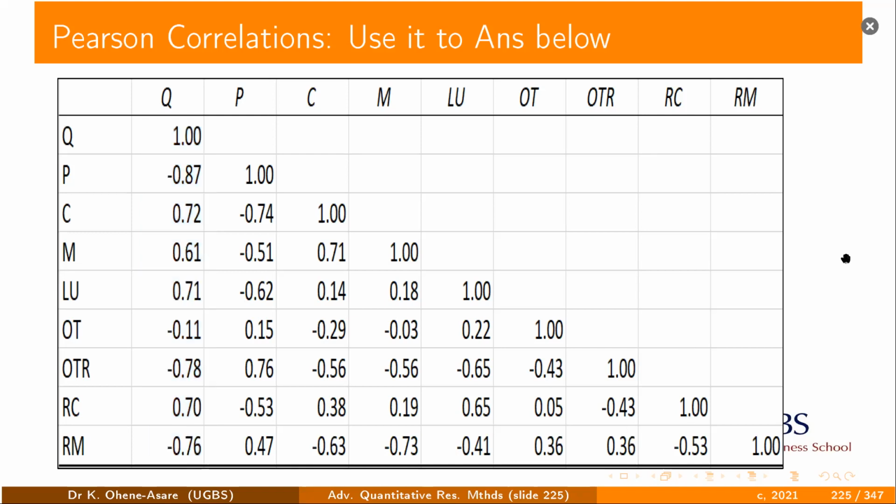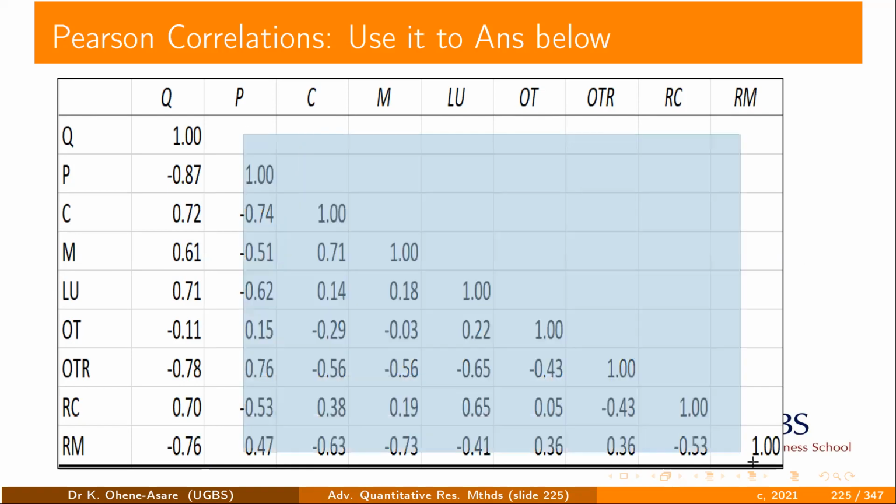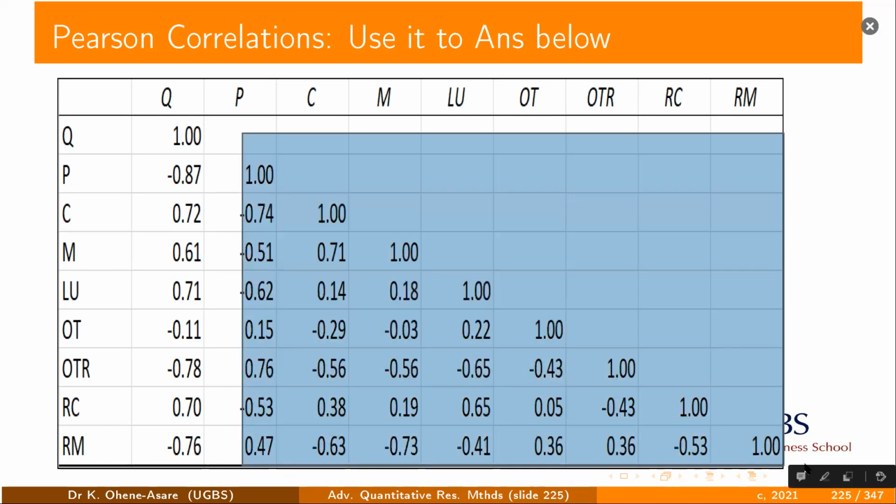So that is how you can do it. If I should ask you which pairs can be considered to be highly multi-collinear, in fact, we'll come and treat multi-collinearity, but this is just a warm-up. Among the independent variables that you see here, the most highly multi-collinear pair is OTR and P.